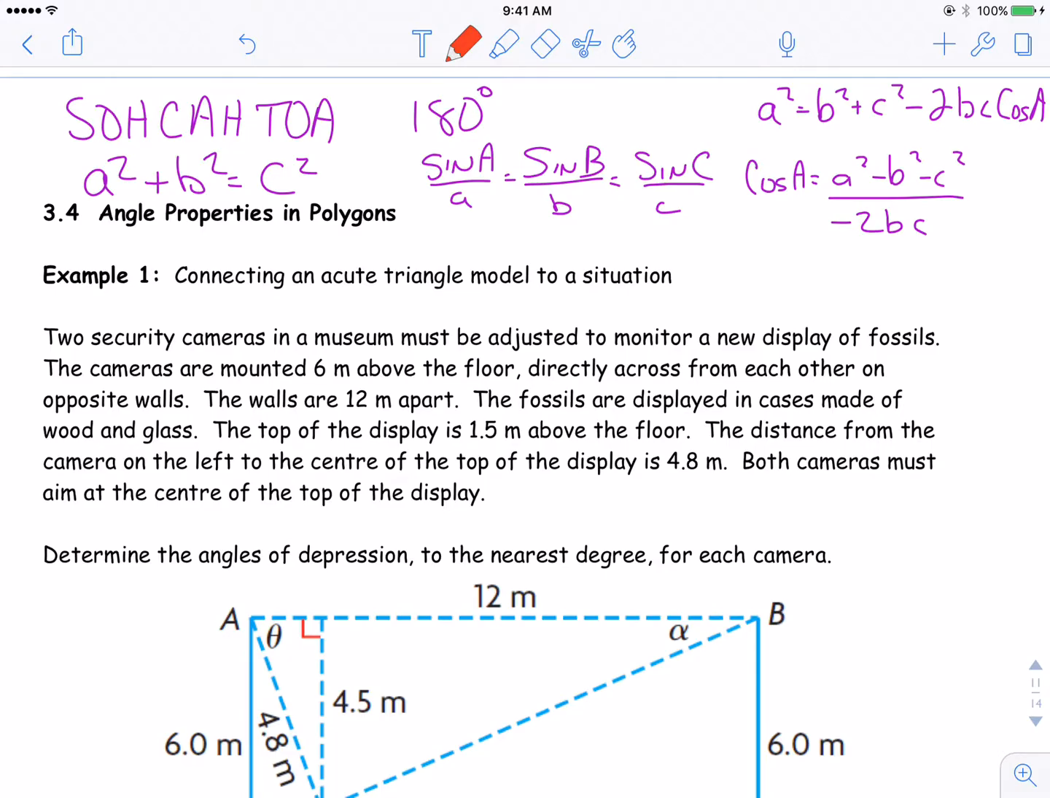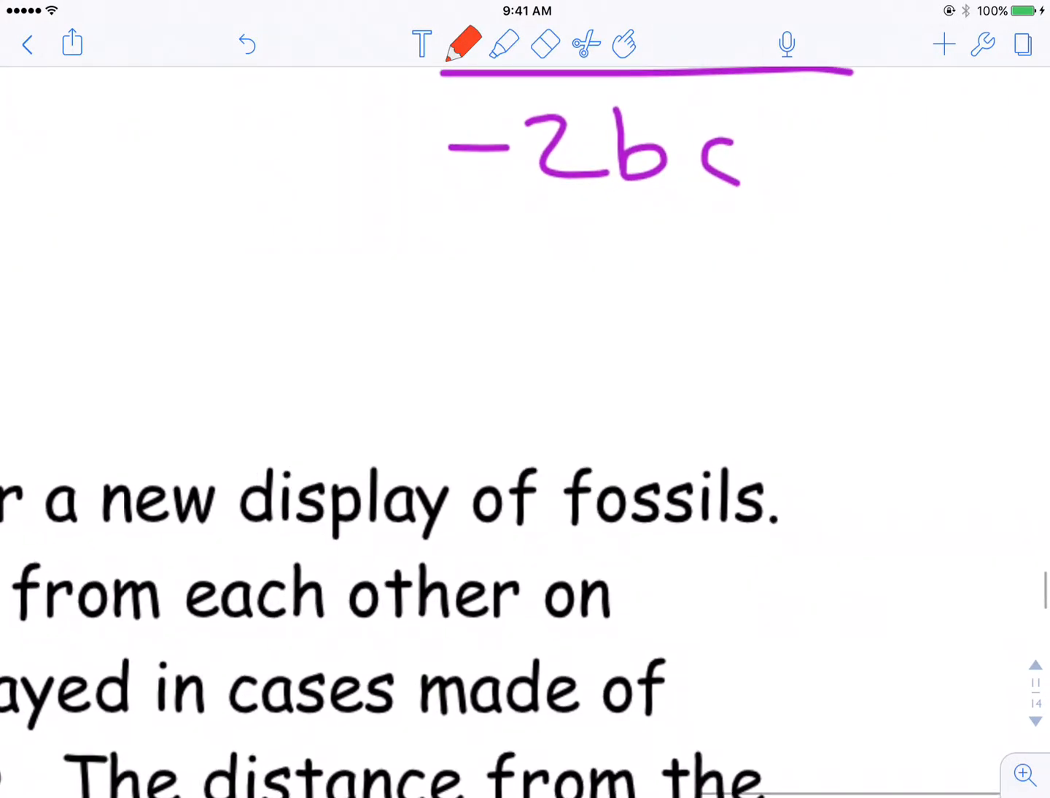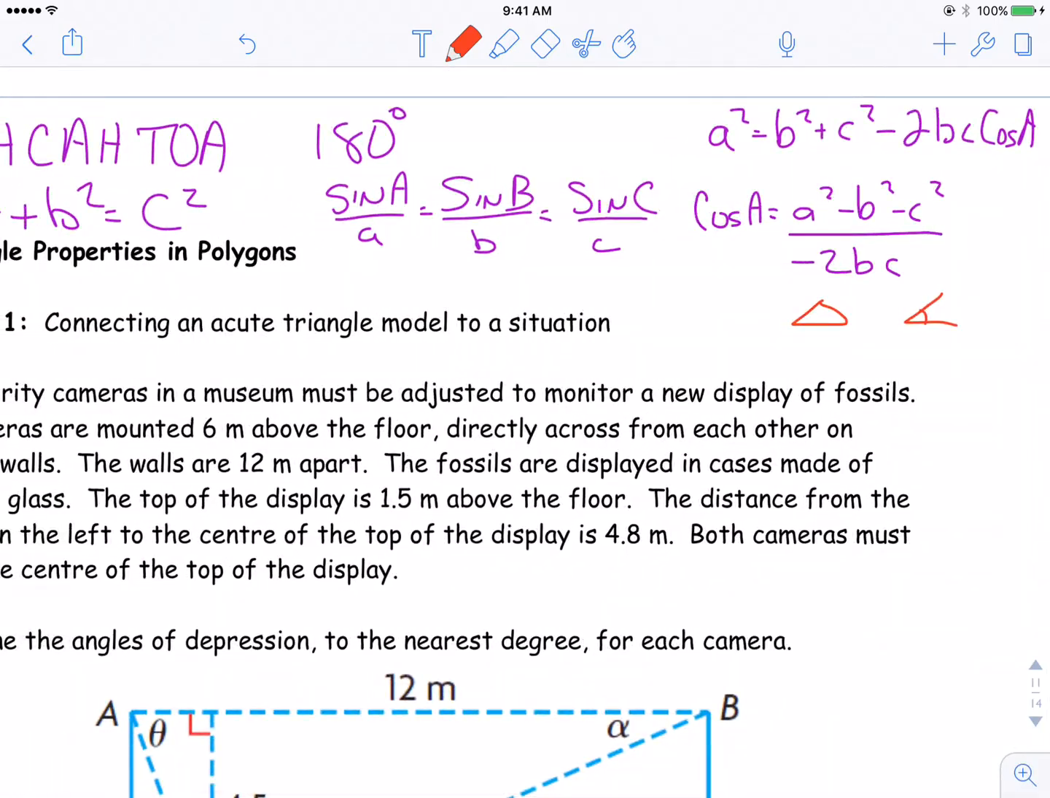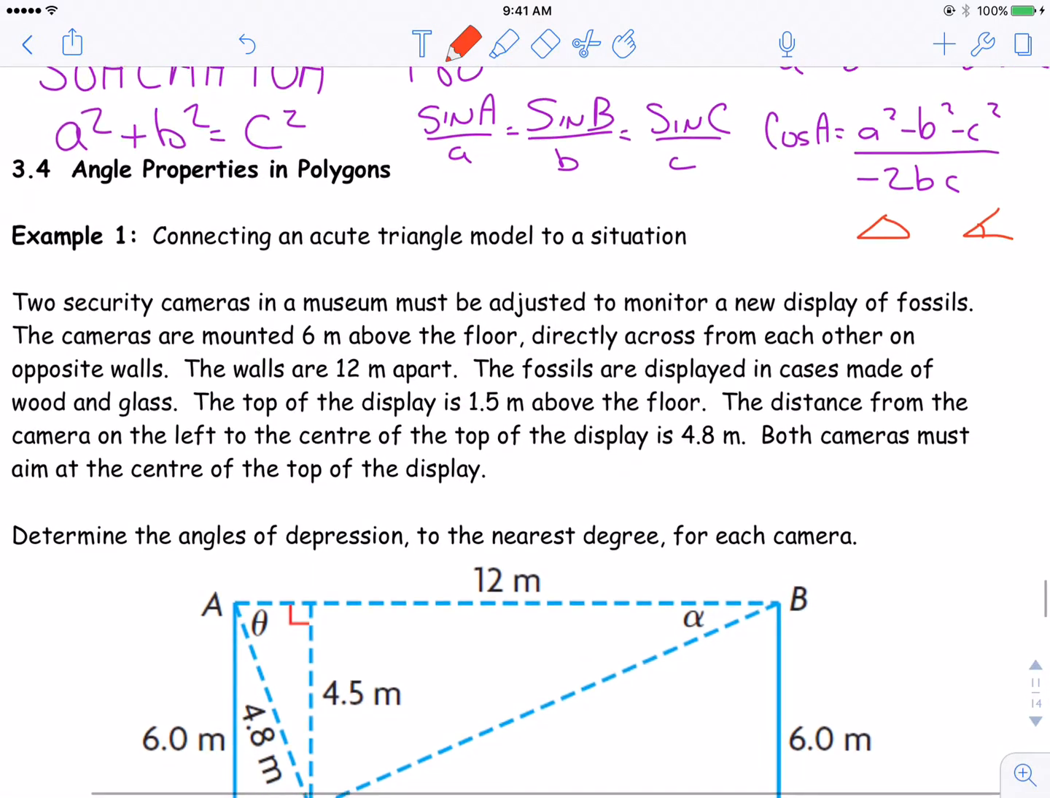We've got SOHCAHTOA for right angle triangles. We have Pythagorean theorem for right angle triangles. We have the 180-degree rule, which can be used for anything. We've got the sine law and we've got the cosine law. Remembering though that the cosine law will only work if you have a triangle with all three sides or a triangle with two sides and the angle between them. Okay. So let's look at example 1.